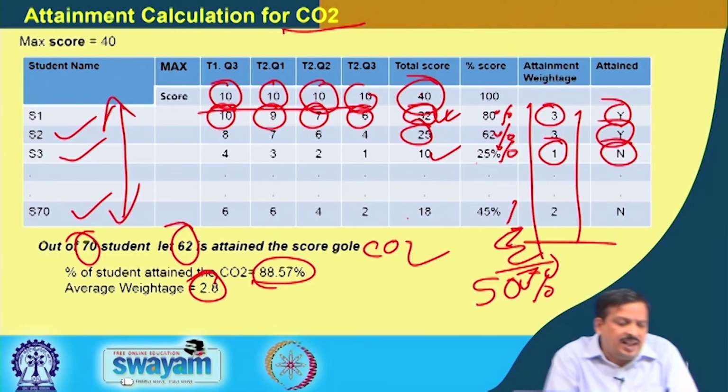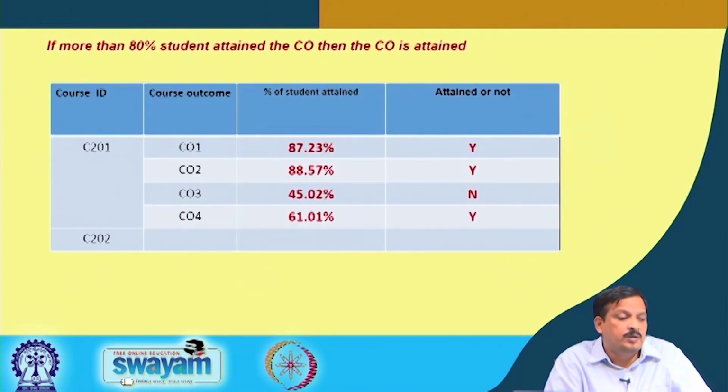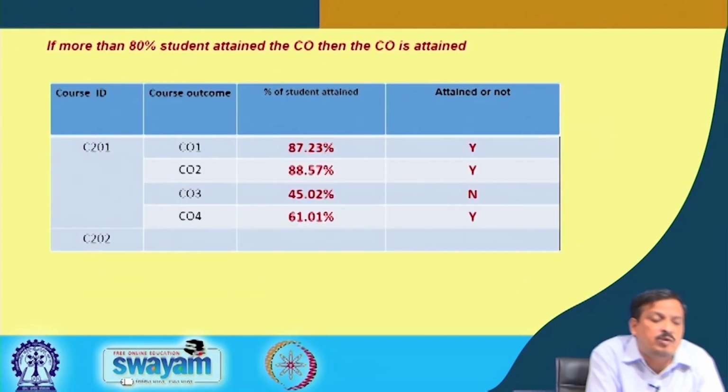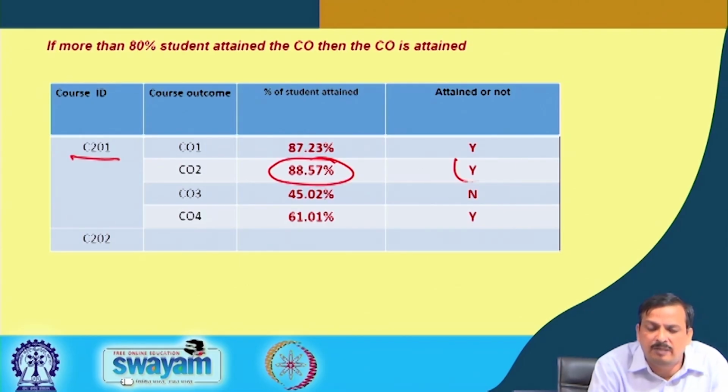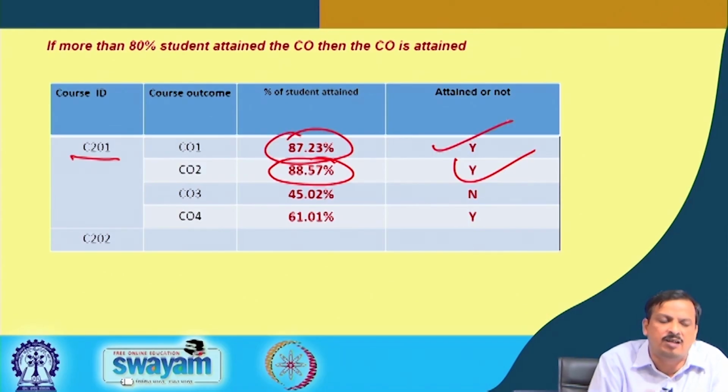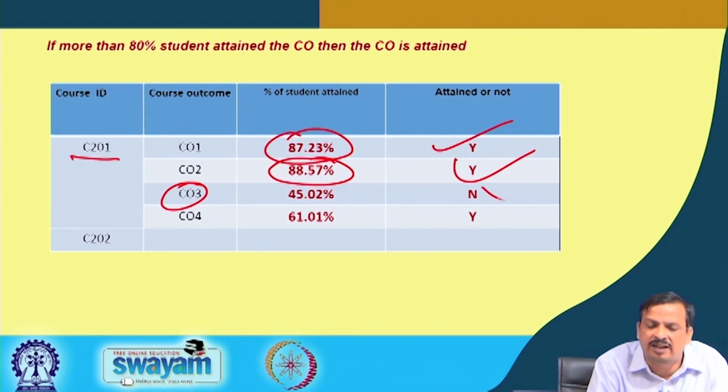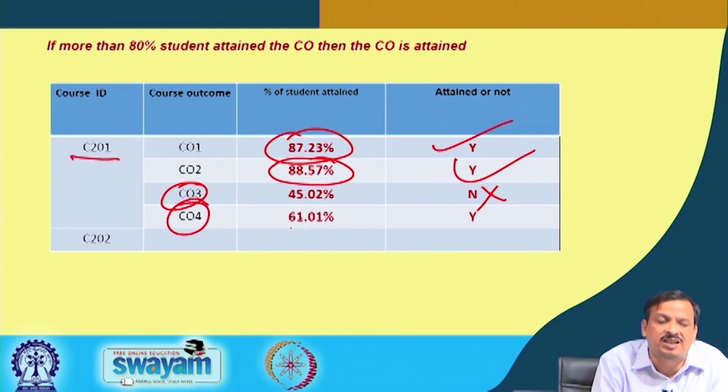Okay. Once I get the average value of attainment for CO2, then I write down the course ID. CO2 80% or more, attainment done. CO1 80% or more, attainment done. CO3 less than 80%, attainment is not done. CO4 attainment 60%. So, if 80% is your benchmark, then this will be no.